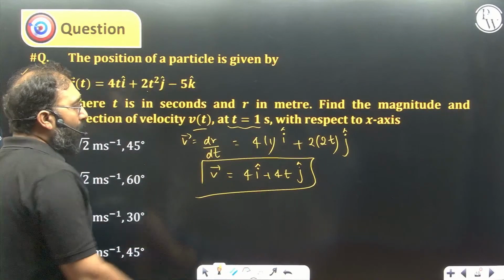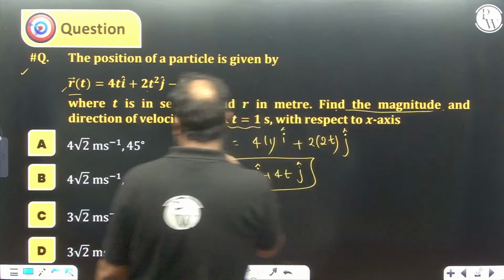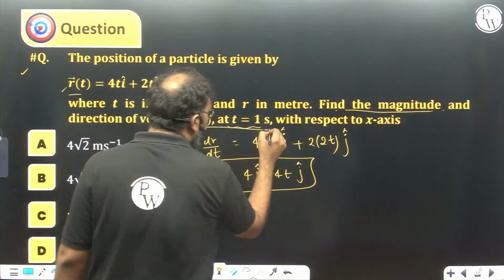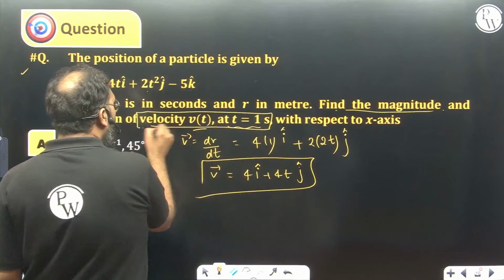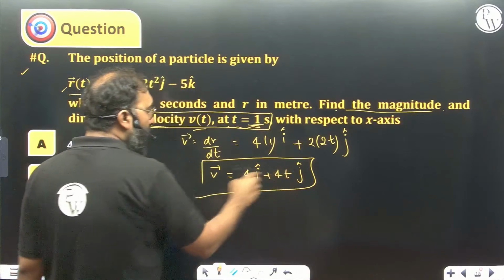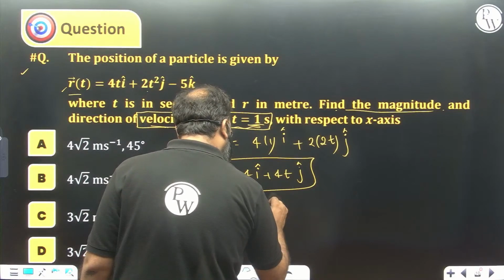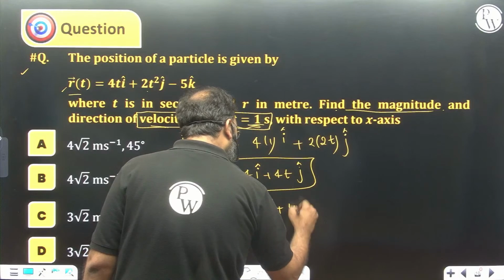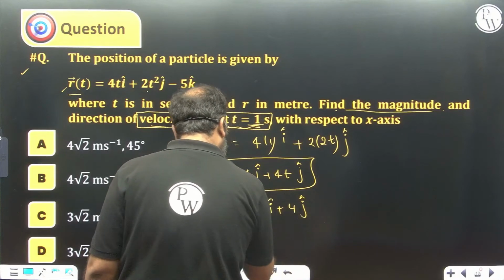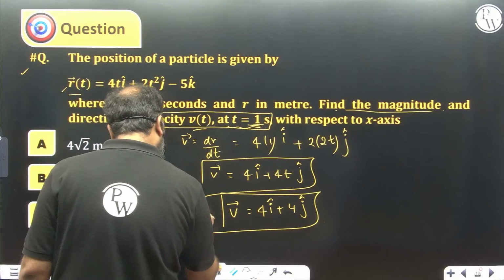But again, you can see one condition is given. They are saying to find the magnitude and direction of velocity at t equals 1 second. You have to find out the velocity at t equals 1 second. So in this function put t equals 1. So v vector I am getting as 4 i cap plus 4 j cap. This is my velocity vector at t equals 1 second.